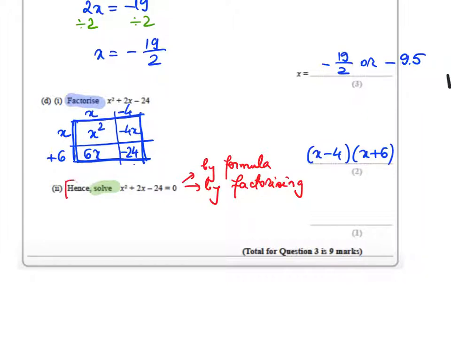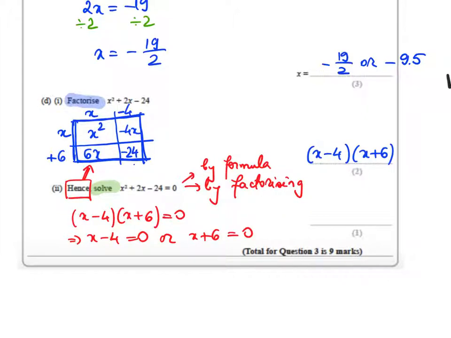But because of the word hence, it means use what you found before. What did I find before? The factorized form. So I need to replace x squared plus 2x minus 24 with the factorized form. This is the word hence here. So it's either x minus 4 is 0 or x plus 6 is 0. Remember we said if a mathematician sees something times something equals 0, it means that either this is 0 or this one is 0.